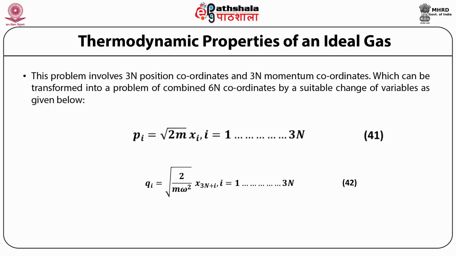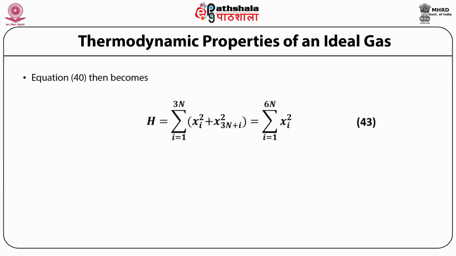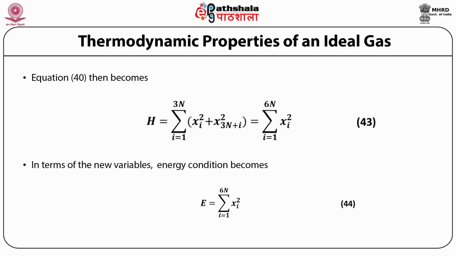That is, pi is equal to square root of 2m multiplied by xi, i going from 1 to 3N, and qi is equal to square root of 2 upon m omega squared times x(3N+i), i equals 1 to 3N. Equation 40 then becomes H equal to summation over i equals 1 to 3N of xi² plus x(3N+i)², which is equal to summation over i equals 1 to 6N of xi². In terms of new variables, the energy condition becomes E equal to summation over i equals 1 to 6N of xi².